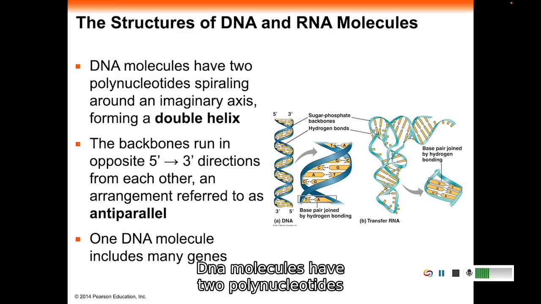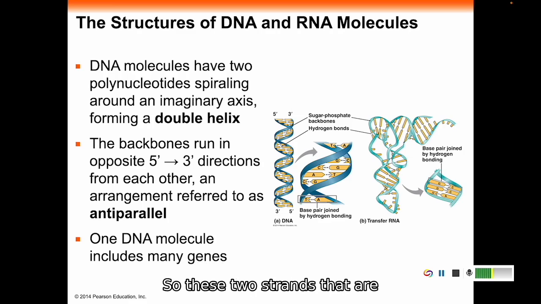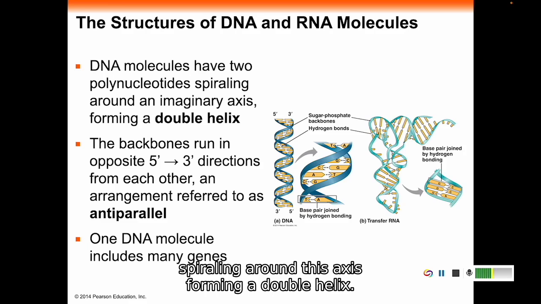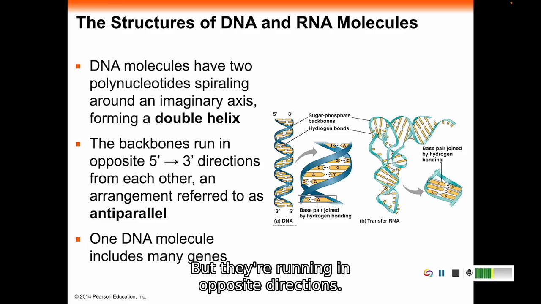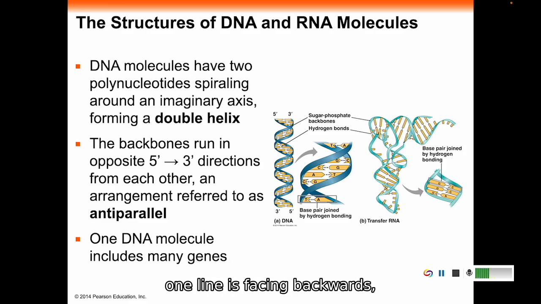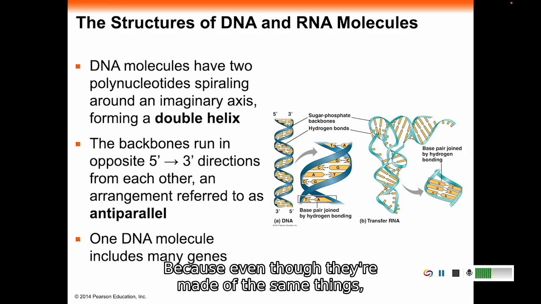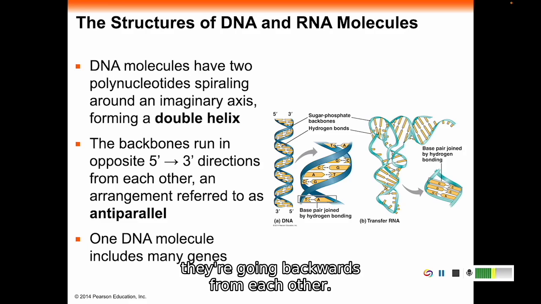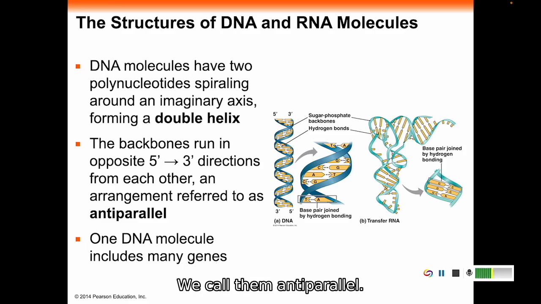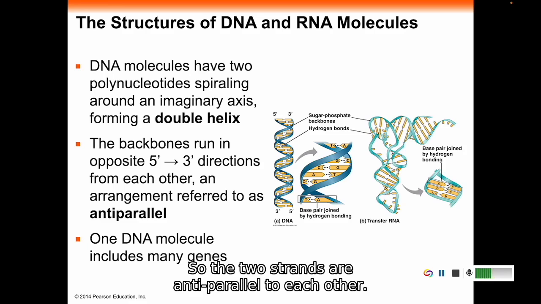DNA molecules have 2 polynucleotides, and they give you this pretty little curl, kind of like a rounded staircase. What are those called? Circular staircase. So these 2 strands are spiraling around this axis, forming a double helix. But they're running in opposite directions. If you imagine one line is facing forward and one line is facing backwards, one line's going up, one line's going down. Even though they're made of the same things, they're going backwards from each other. We call them antiparallel. So the 2 strands are antiparallel to each other.